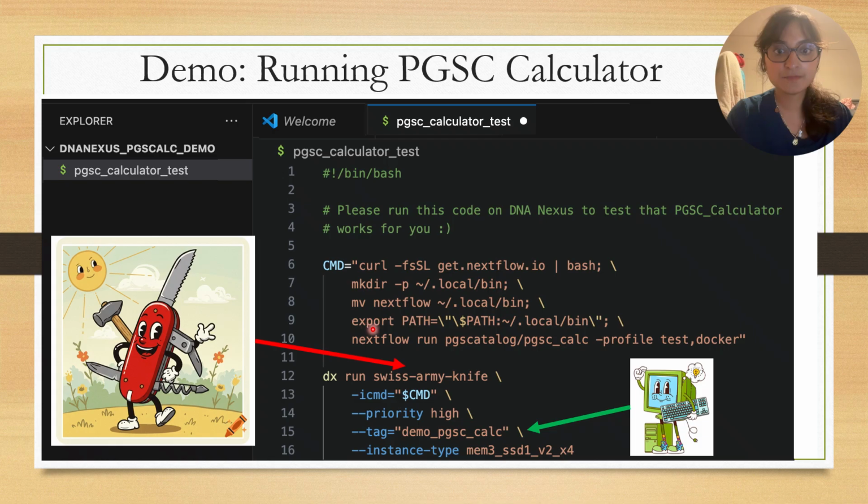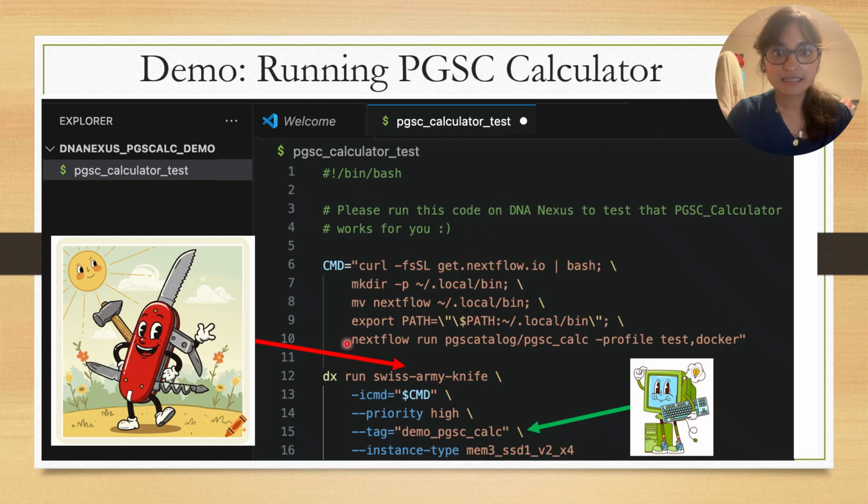And then this export PATH line is going to update the path so the system can find the Nextflow executable. What we use here is ~/.local/bin:$PATH. It's escaped so that the variable expands later when the command actually runs inside the container.